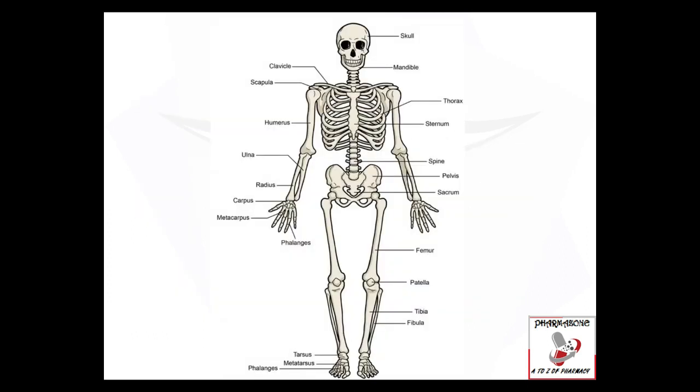The skeletal system consists of bone, joints, teeth. The bones of the skeletal system are connected by tendons, ligaments, and cartilage. Functions of the skeletal system include supporting the body and giving it shape. Along with the muscular system, the skeletal system enables the body to move. The bones of the skeletal system also protect the internal organs, store calcium, and produce red and white blood cells. The skeletal system consists of skull, mandible, clavicle, scapula, humerus, ulna, radius, carpus, metacarpus, phalanges, thorax, sternum, spine, pelvis, sacrum, femur, patella, tibia, fibula, tarsus, metatarsus, and phalanges.